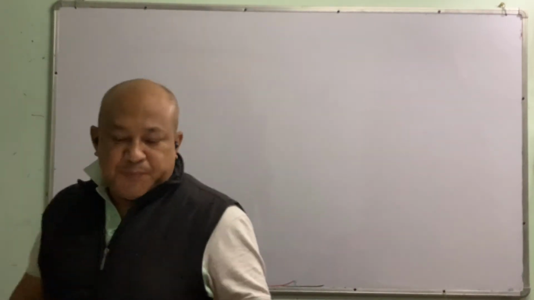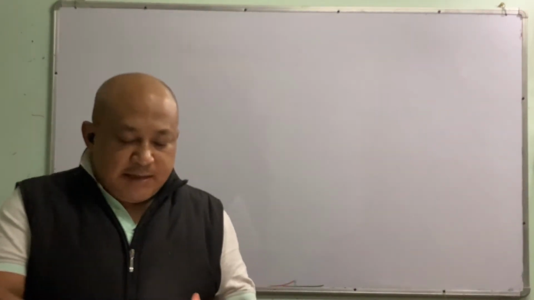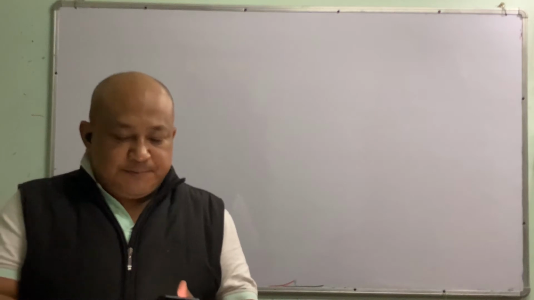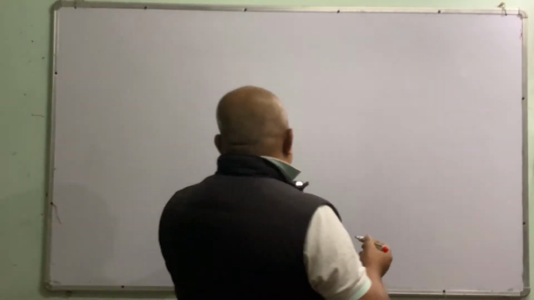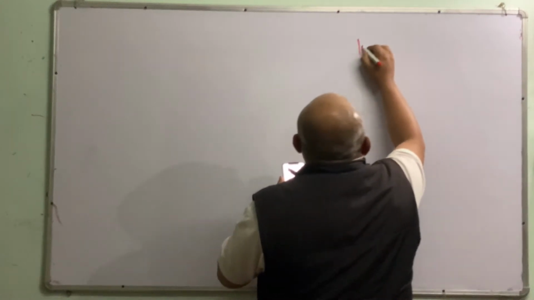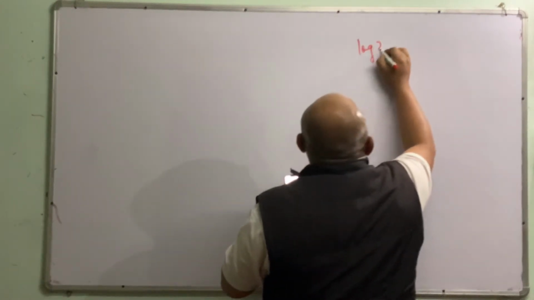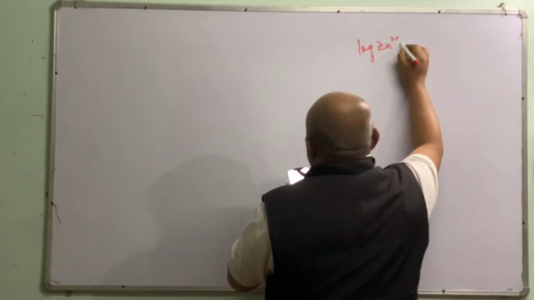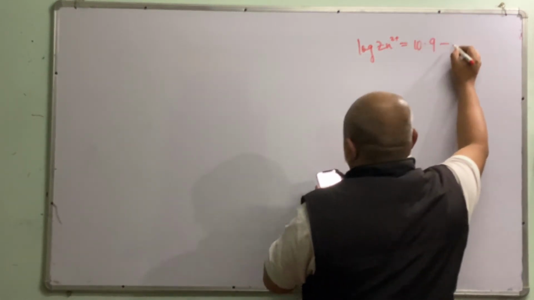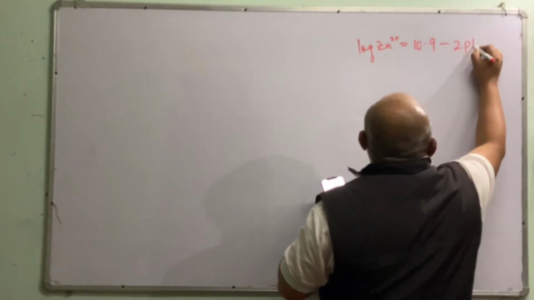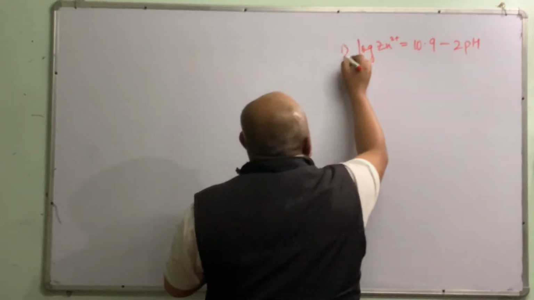So, dear students, this is going to be the continuation class of the complex formation. As per yesterday's notes, what we have seen is: 1. log of Zn2+ is equal to 10.9 minus 2pH, right?